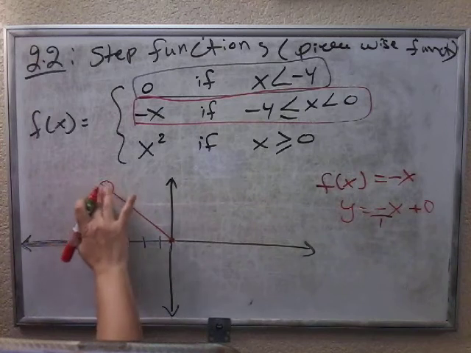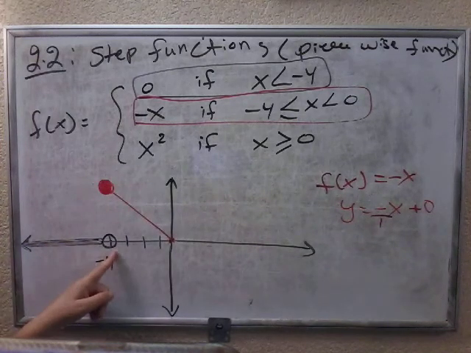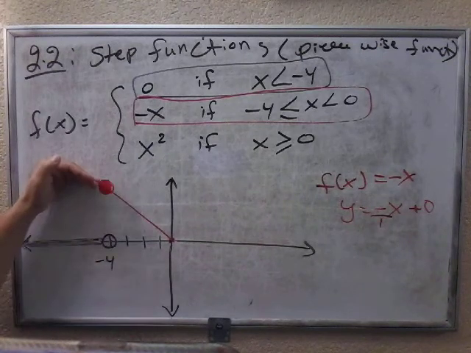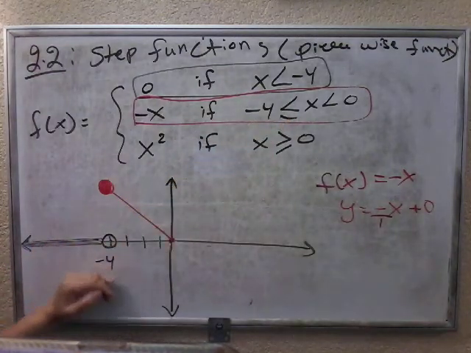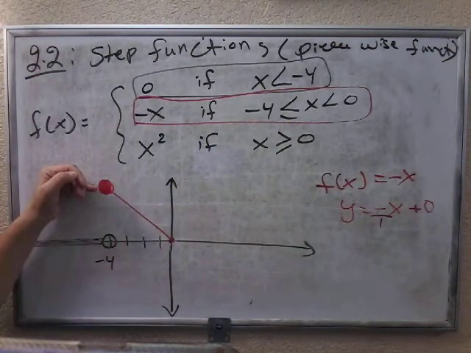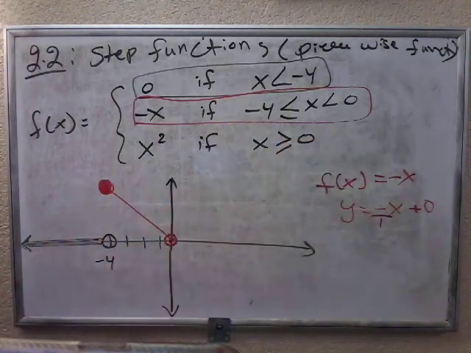So this one has to be closed circle because there's an open circle. So above it has to be closed circle. See, this one doesn't have an equal sign. This one has equal sign at negative 4. And then this one is going to be the open circle at 0.